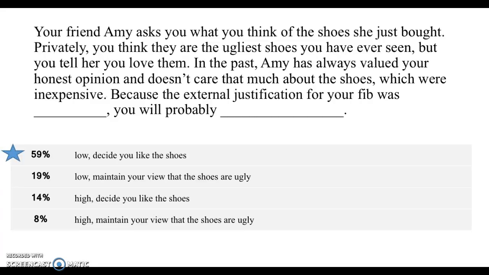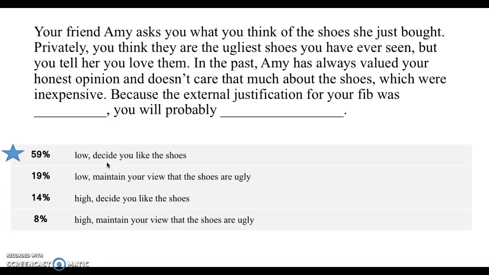Let's talk a little bit about how we got that first answer, how we decided if it was low or high. I'm looking at this external justification sentence, the second sentence here. In the past, Amy has always valued your honest opinion and doesn't care that much about the shoes, which were inexpensive. So she doesn't care about them all that much, and the external justification piece is pretty low. To make up for that, you have to decide you like the shoes in order to make dissonance theory work here. You wouldn't maintain the view that the shoes are ugly because the external justification is low. So remember, if it comes to a test question like this, if the external justification is low, then you have to change your behavior. If the external justification is high, then you don't have to change your behavior.